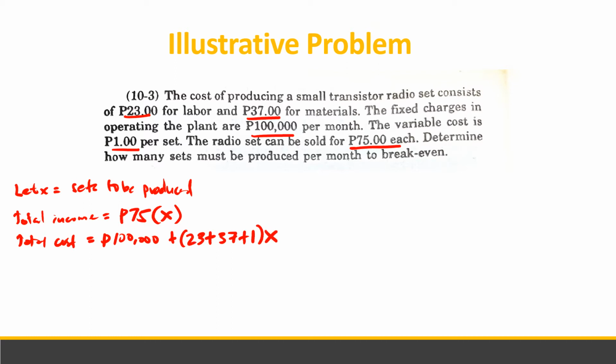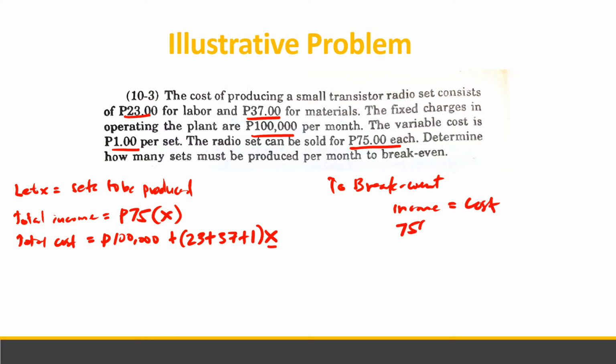Multiplied by the number of sets. So that is the total cost na magagasto mo in producing a certain number of radio set X. So to break even, as the discussion kanina, income must be equal to the cost. So total income equals to cost.